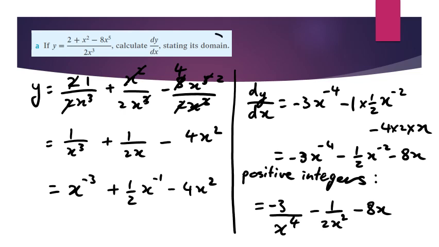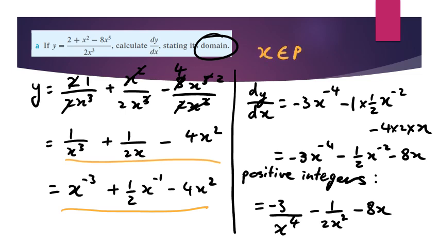Alright, last bit, state its domain. Now, we talked about maximal domain before, that was probably a long time ago, so I'll give you a refresher. Just check this one here. What values can't you have? Or this one really, either one will do. What values can't you have on the bottom? 0. So that means x is an element of all the real numbers except 0.